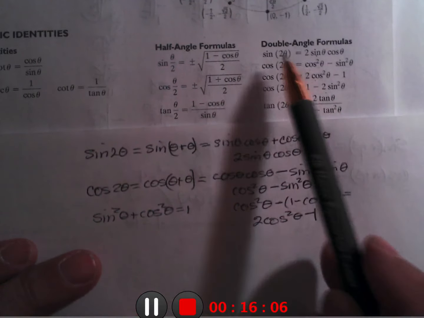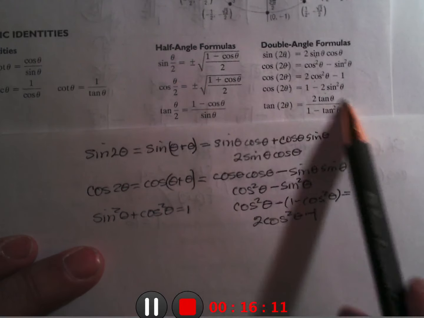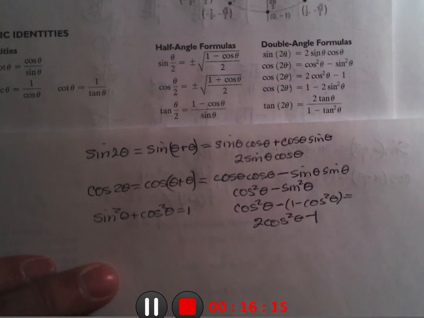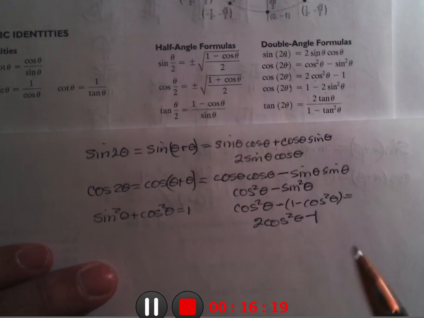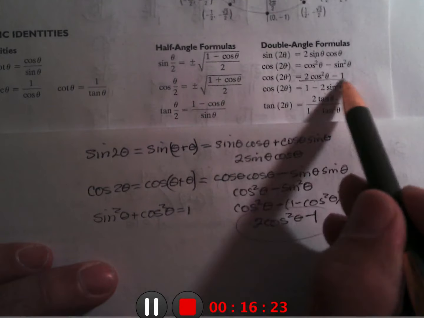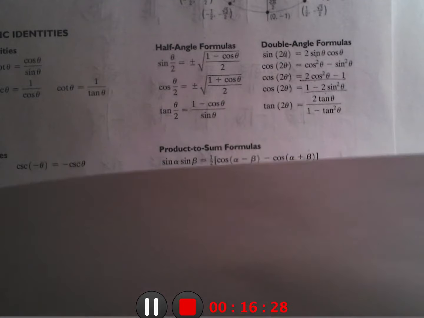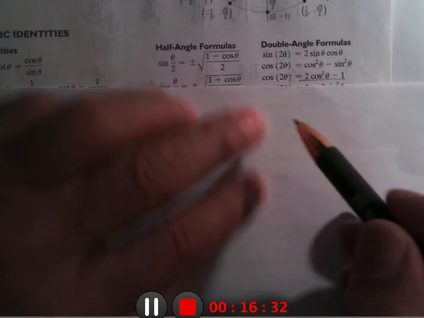And if you do sine of 2 theta divided by cosine of 2 theta and do a little algebra, you will come up with that identity for the tangent of 2 theta. The half angle formulas come from these. This one and this one. Okay, and there's something that always confuses students about that, so I'm going to do this.